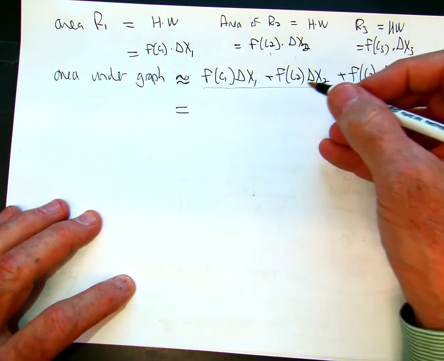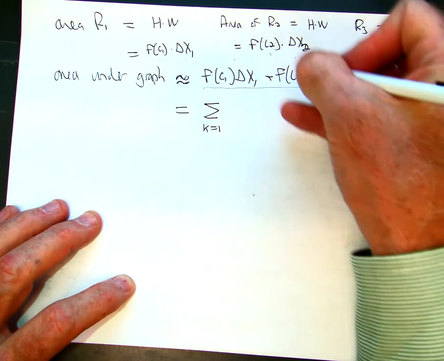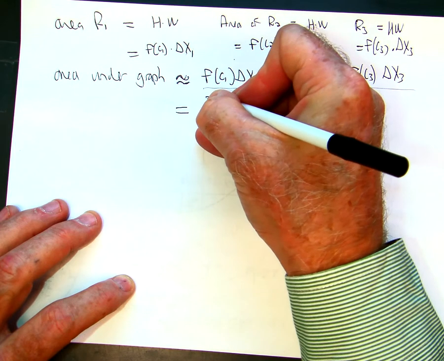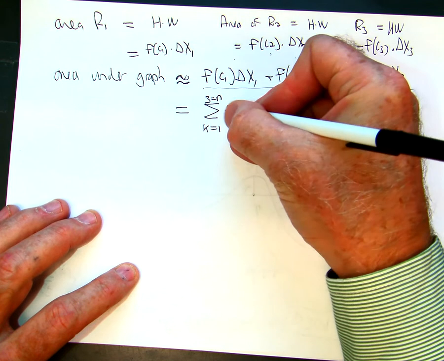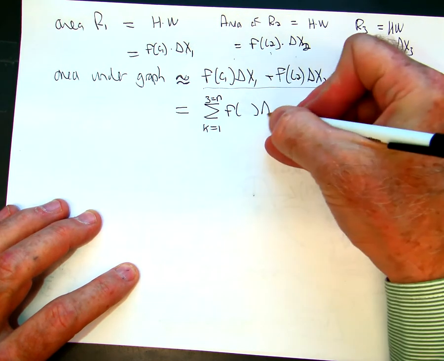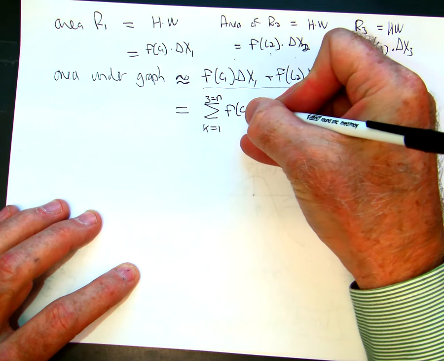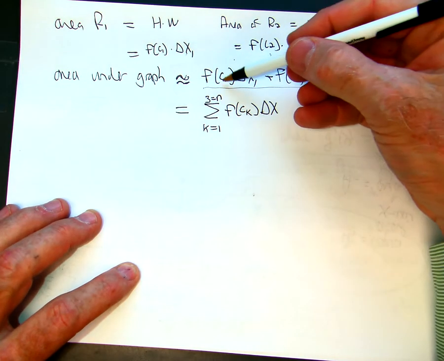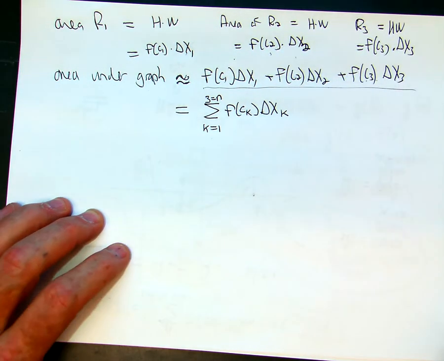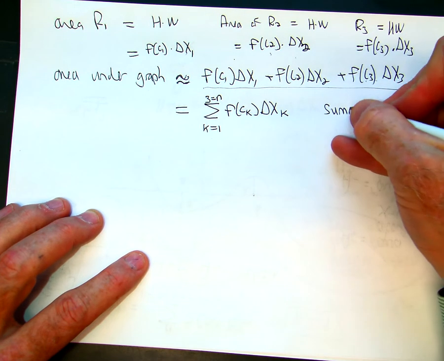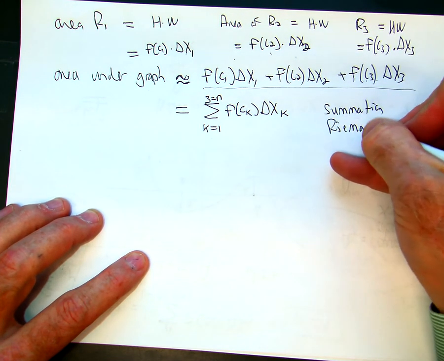I'm going to look at this right here. This is equal to what's called a summation. There are 1, 2, 3 things, so I'm going to have 3 rectangles. Now, each term here has an f in it and a delta x. So the way you represent this mathematically is to call that ck. So ck would be c1, then c2, then c3, and call this delta xk. And this is a summation. It's also called a Riemann sum.